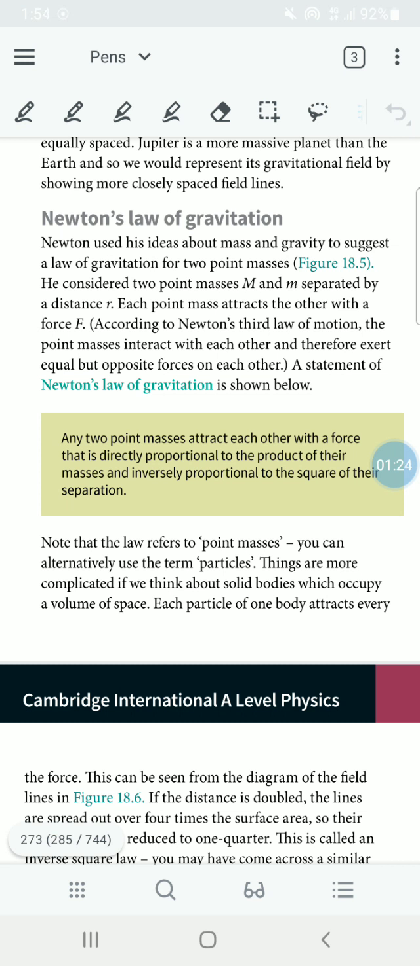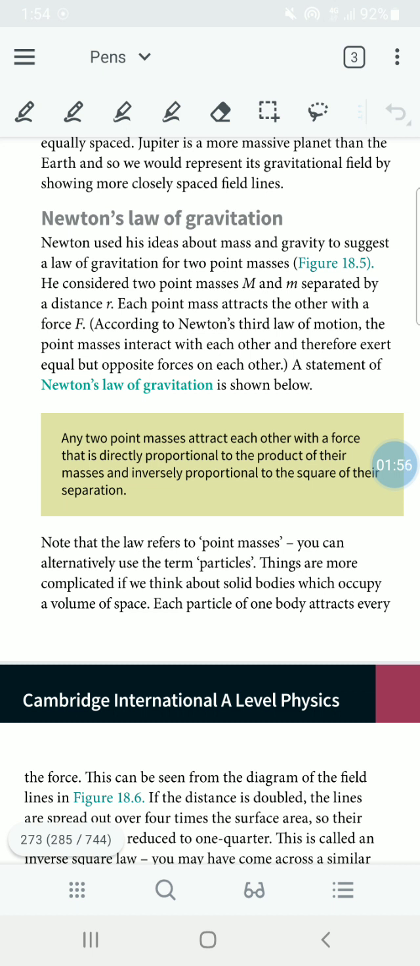Maybe you can remember there was a question that you would find in a past paper that deals with specifically this particular part. So the answer can be found in this part itself. A statement of Newton's law of gravitation is shown below. Any two point masses attract each other with a force that is directly proportional to the product of their masses and inversely proportional to the square of their separation.